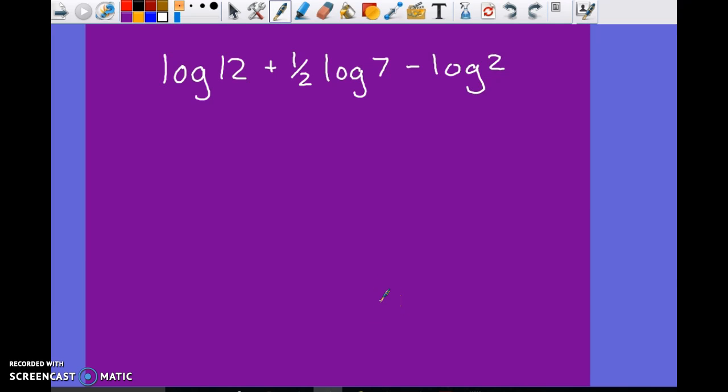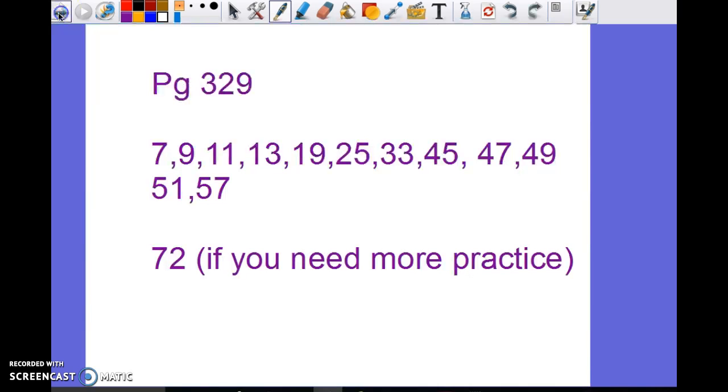Okay, so this time I have 12 times, this is 7 to the 1/2, which is the square root of 7, divided by 2. You can also rewrite that as 6 radical 7, throw the log out front. Okay? All right, I guess I wasn't lying when I said that was the last one. That really was the last one.